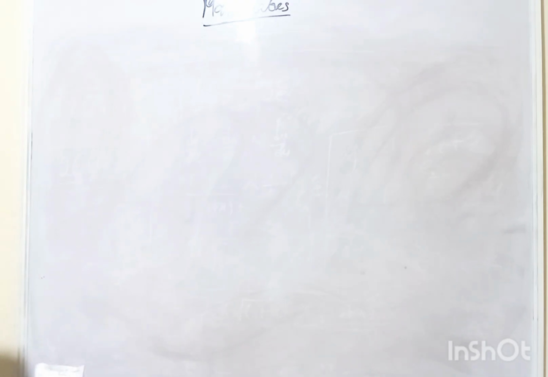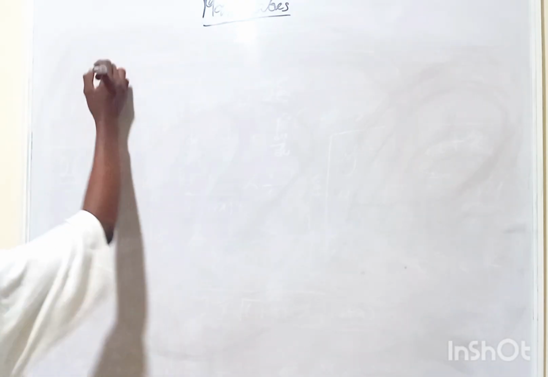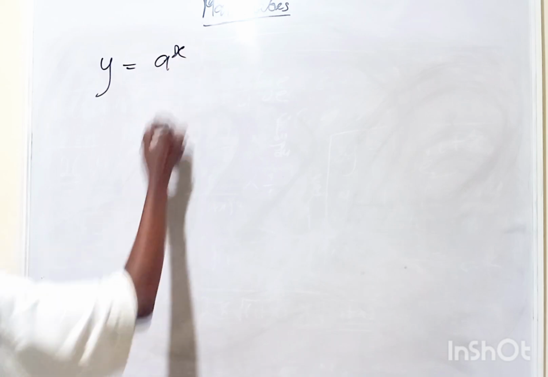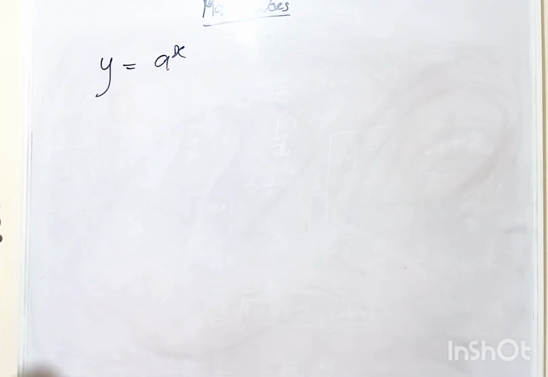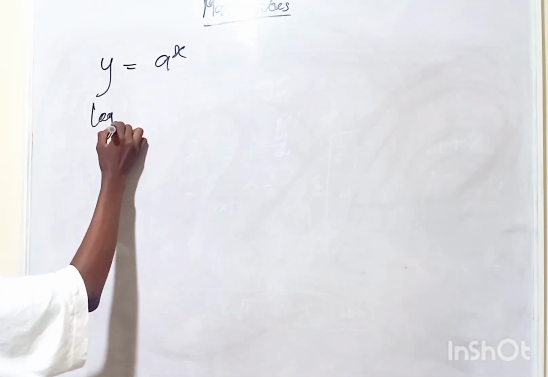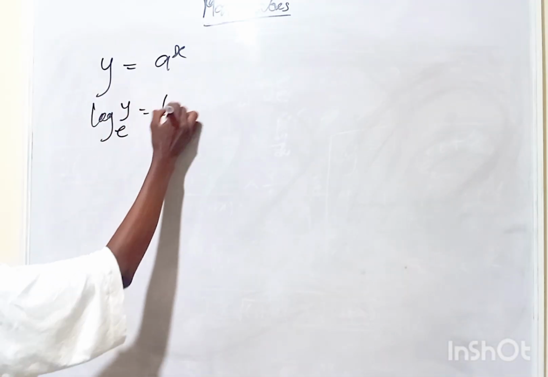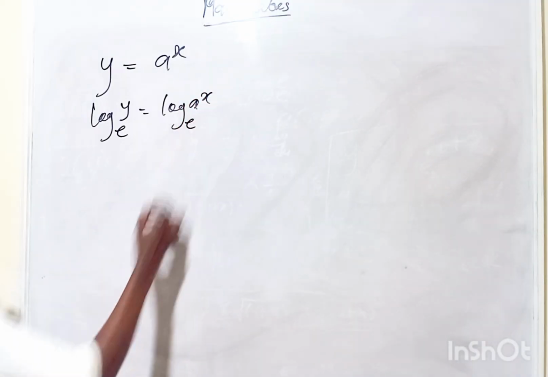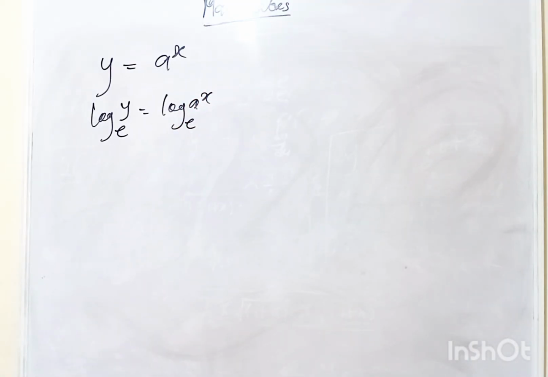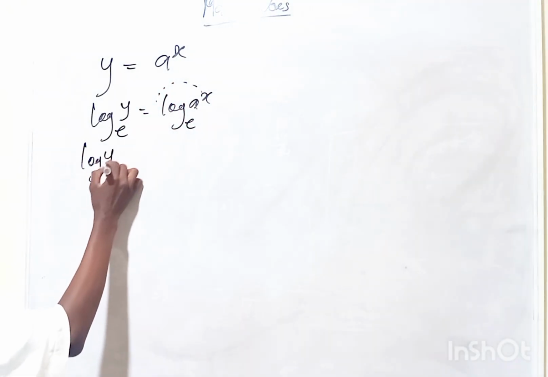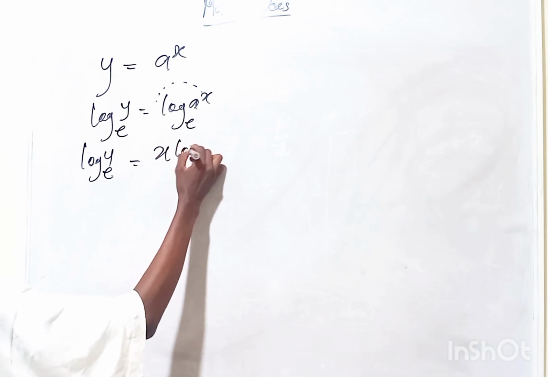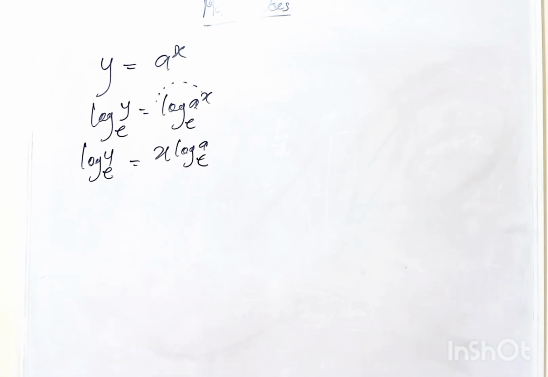So exponential functions. What if I were asked to find the derivative of a to power x? This is a very good example of an exponential function. If you're asked to find the derivative of y equals a to power x, how would you find this? First of all, you need to apply log base e to both sides. Now, if you apply log base e to both sides, what will happen? This power here will come down from the logarithm. So from here, we know that this is log y base e equals x log a base e, right?